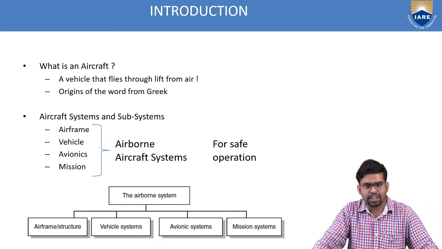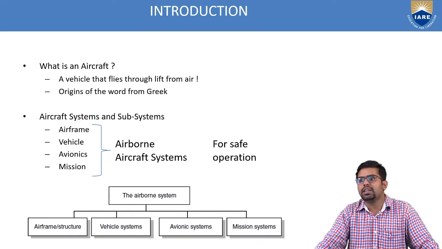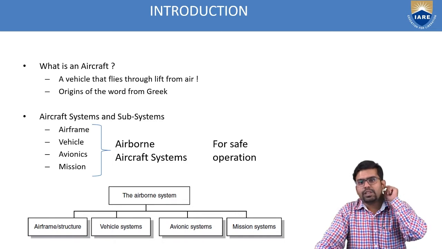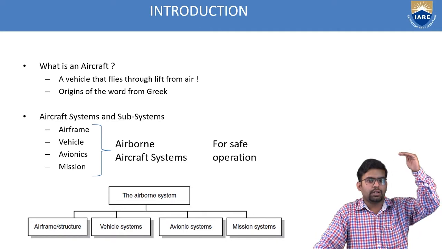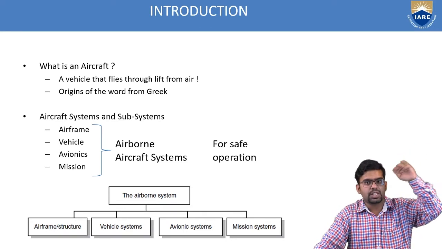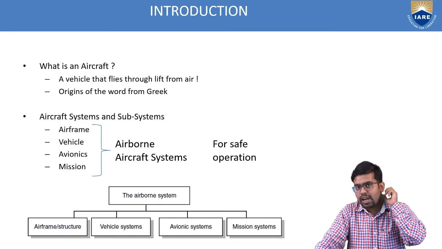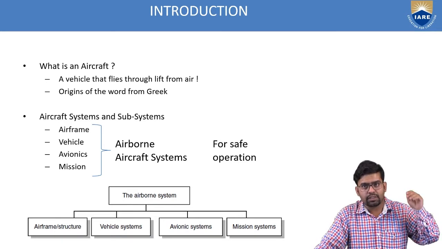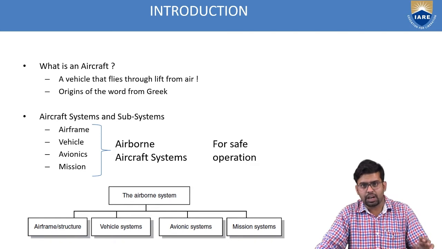We also have another kind of lift known as buoyant lift, where we fill a balloon or any given container with a gas, for example hydrogen or helium, and it rises till the atmospheric level where it has equal density. That is buoyant lift. But here we will be seeing aircraft. An aircraft is a vehicle which generates lift through aerodynamic lift, flying through lift from air. This originates from the Greek language.